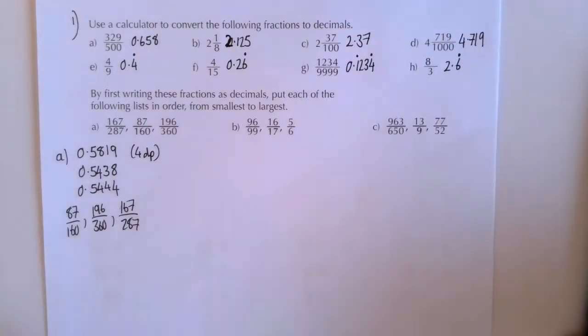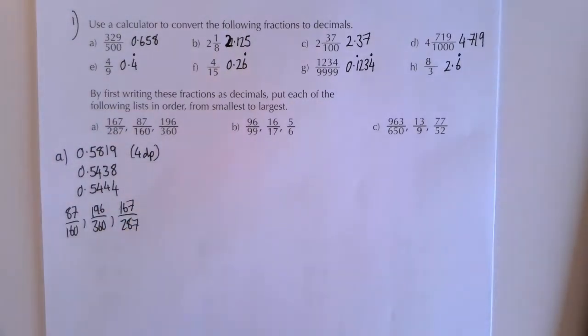Okay, can I get you to pause the video and have a go at those other two? Change them to decimals. Decide how many decimal places. 4 is a good one. You might decide you don't need 4 when you look at all the fractions, and then use that to put the fractions in order, smallest to biggest. Pause and have a go.